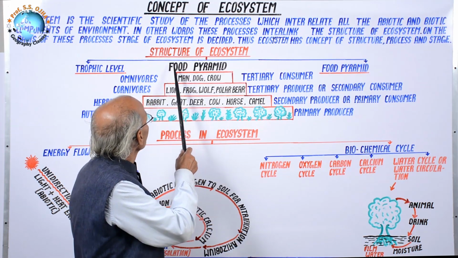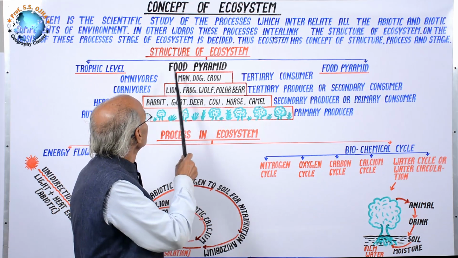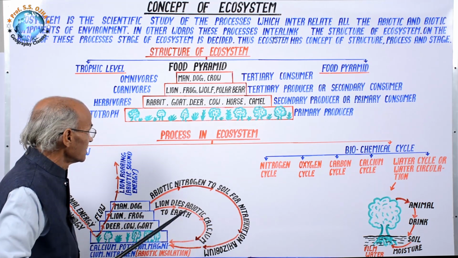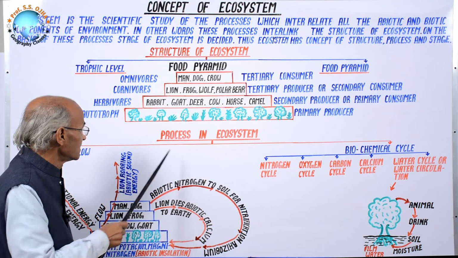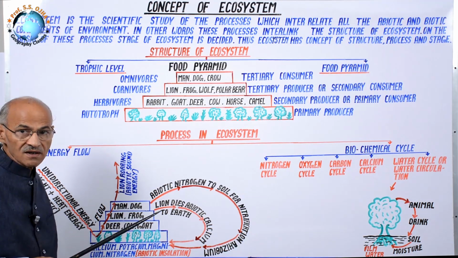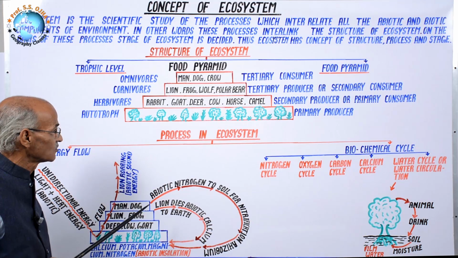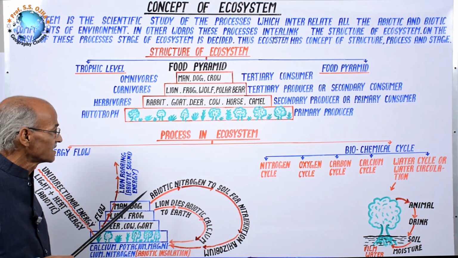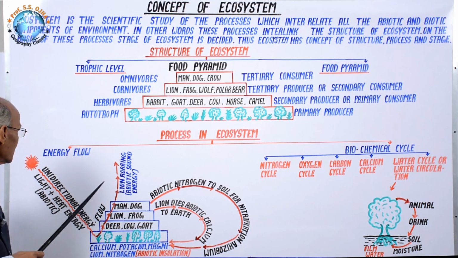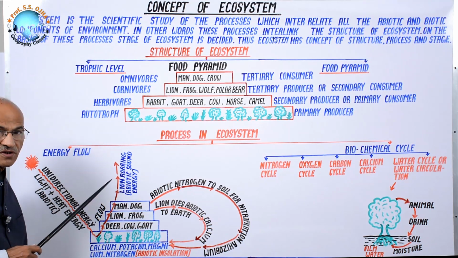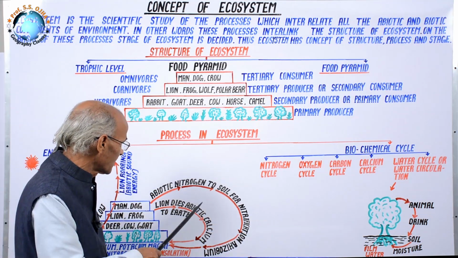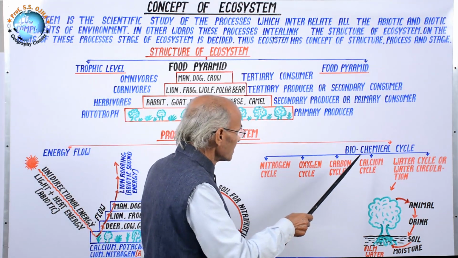Now, after studying the food pyramid in the study of structure, the second aspect is process in the ecosystem, and the third will be stage. In process, we have to focus on how the biotic and abiotic realms are interconnected. So, there are 2 processes interconnecting the ingredients of the ecosystem. Number 1 is energy flow, which is unidirectional, and number 2 is the biogeochemical cycle.